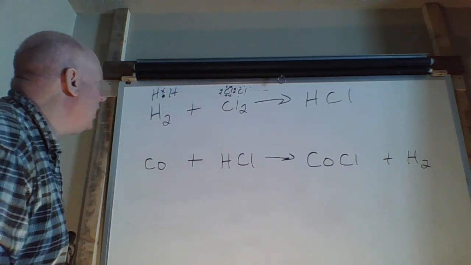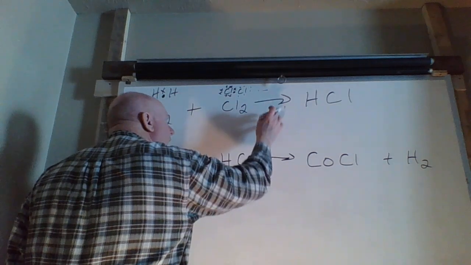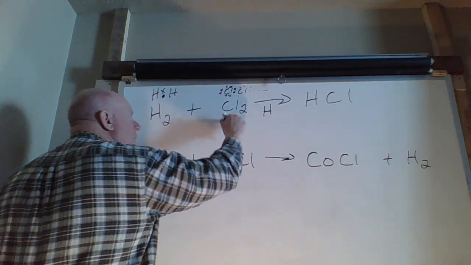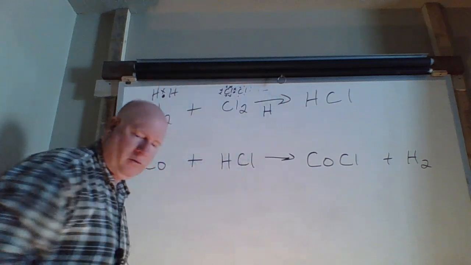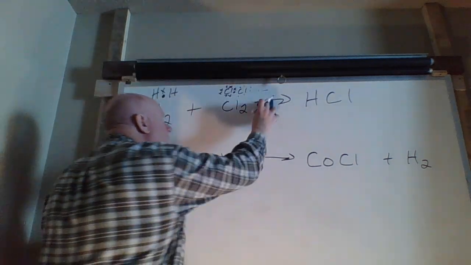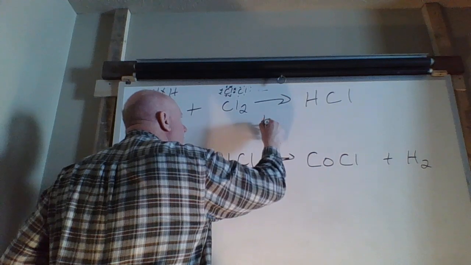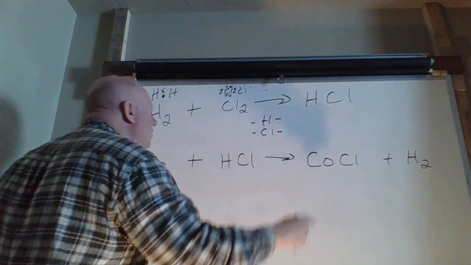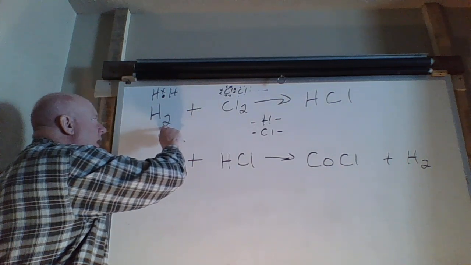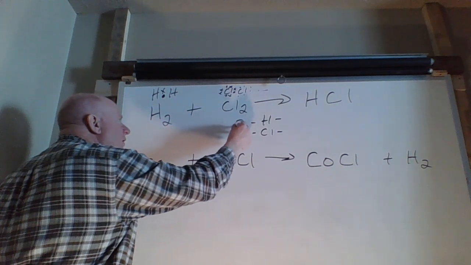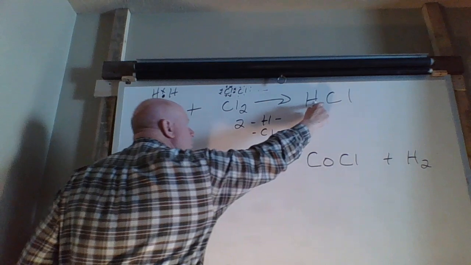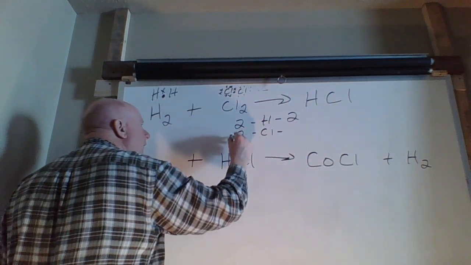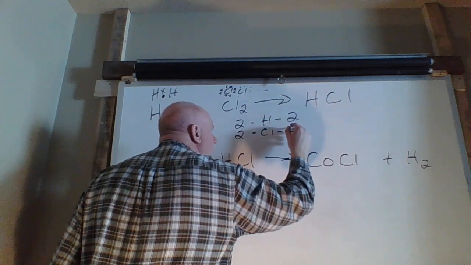So one of the things that we do is below the arrow, we just see the elements that we see. We see hydrogen and we see chlorine, and we see chlorine. Okay, so the subscripts tell us how many we have. We've got two hydrogens on the left and only one hydrogen on the right. We've got two chlorines on the left and only one chlorine on the right.